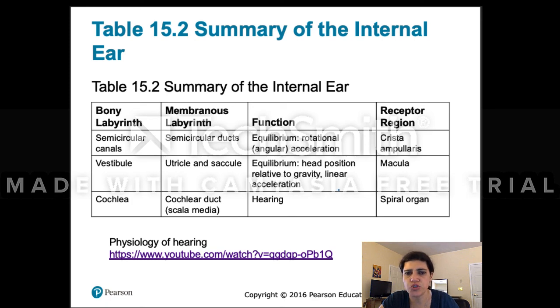This is just a table showing you the semicircular canals have the crista ampullaris, that's the receptor region. The vestibule makes you able to know the position of your head. How do you know you are sitting, or if you're laying down, how do you know you're laying down? Because of the position of your head that is controlled by the vestibule. So this is for static position. And then the spiral organ, which is the receptor for the cochlea. There is a nice video here about physiology of hearing. I would watch it because it's more dynamic and it shows you all this as it's happening.